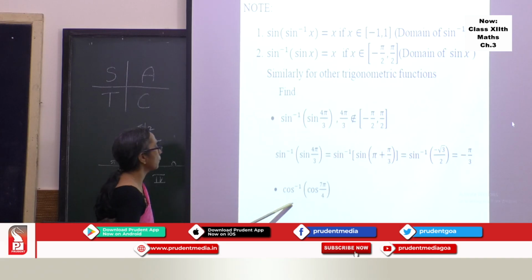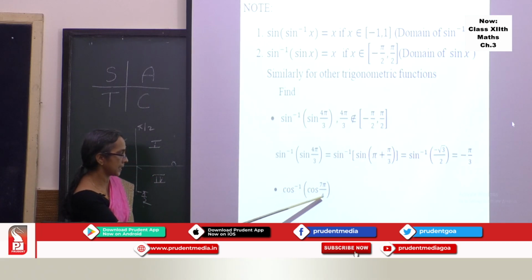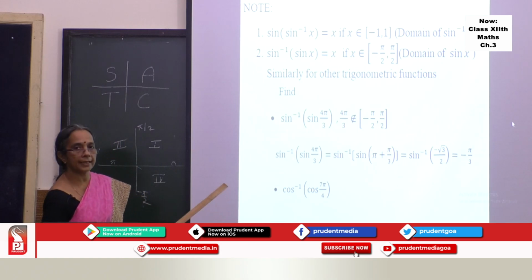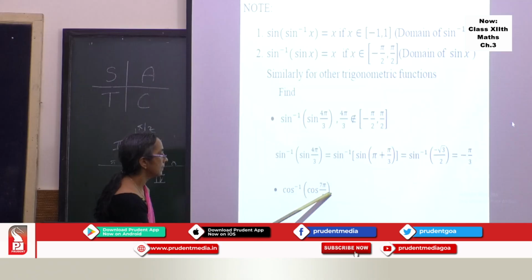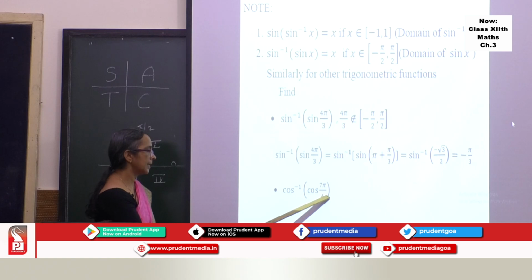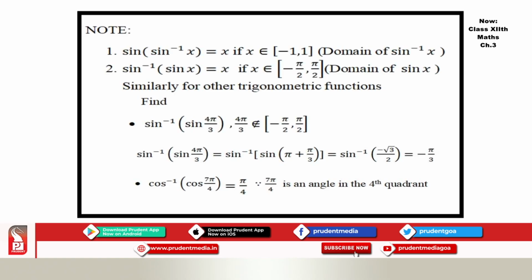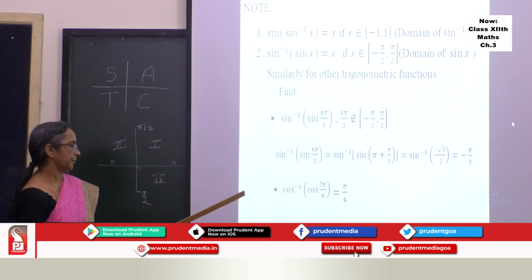Similarly, cos inverse of cos of 7 pi by 6. 7 pi by 6, 7 into 45, 315 degrees. It is an angle in the fourth quadrant. Cos is positive in the fourth quadrant. So, it is equivalent to cos of pi by 4. Pi by 4 is in the range of the cos inverse function. Therefore, the final answer is pi by 4.